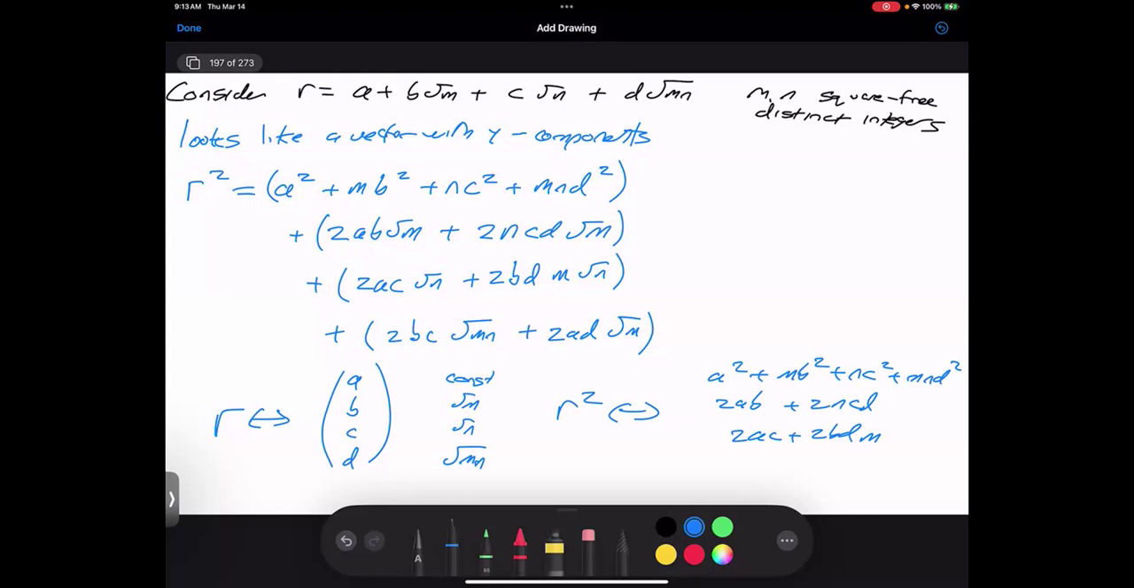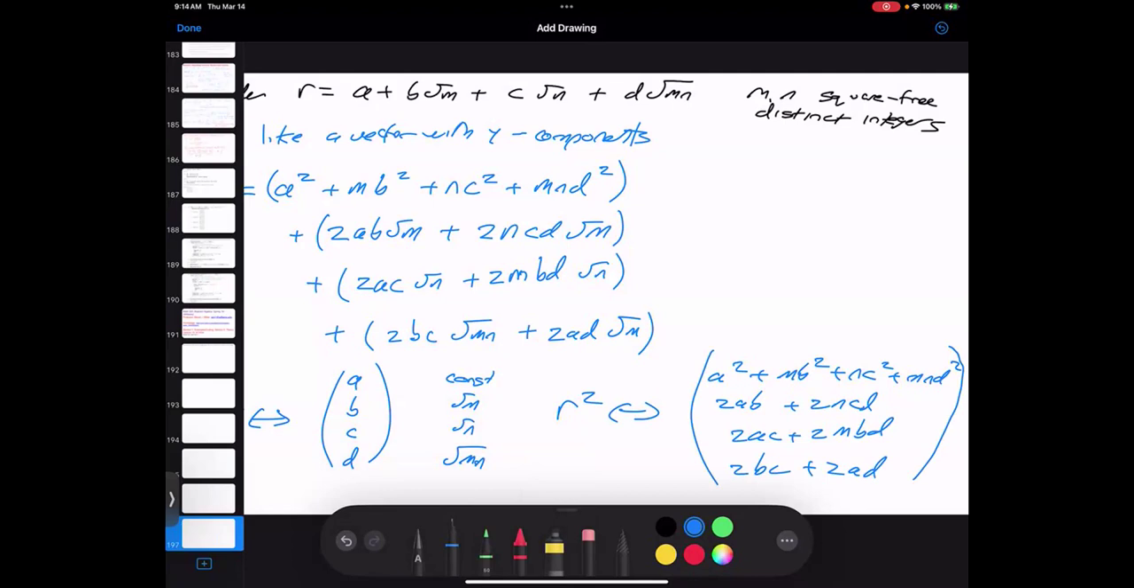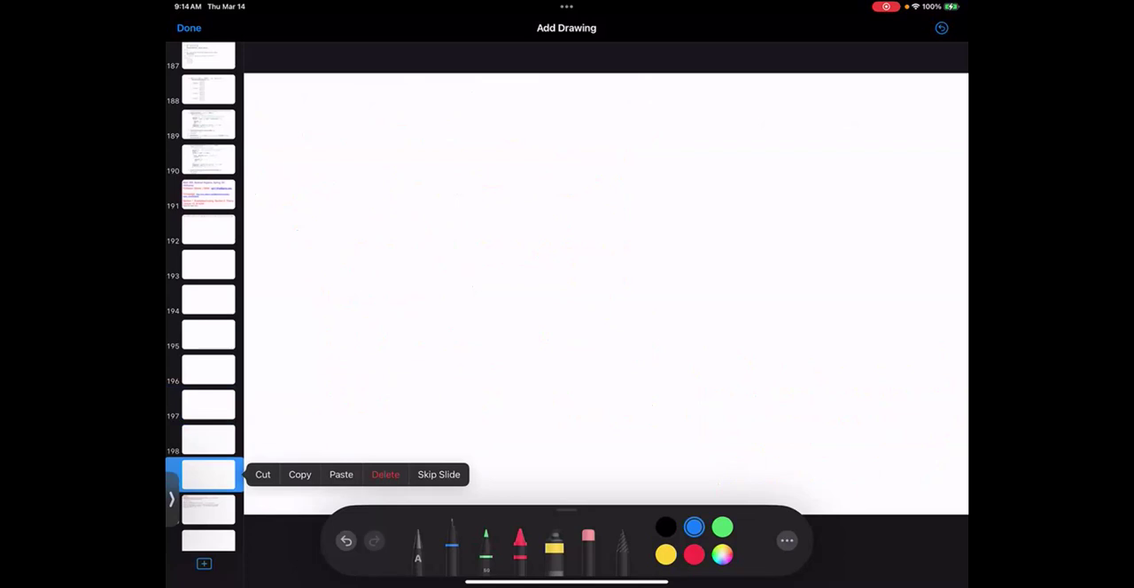I guess in the other places we've written the M earlier. Let's do this as 2MBD, and then the last one would be 2BC plus 2AD. And so I can have a vector like this. Everybody comfortable like this? Yes? What about R squared? We just did that.